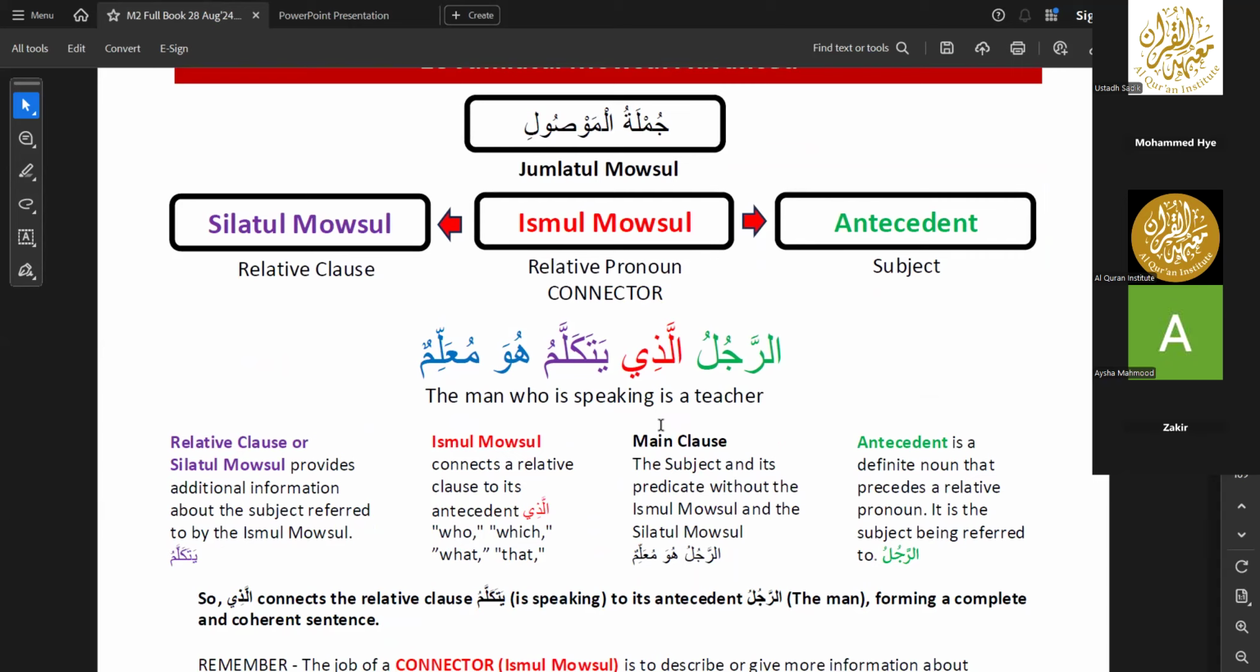Now, the first example we have is الرجل الذي يتكلم هو معلم. الرجل الذي يتكلم هو المعلم. The man who is speaking is a teacher. Now let us break this down. Let's unpack this.